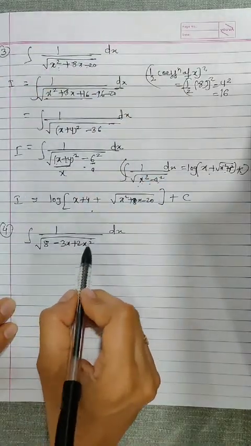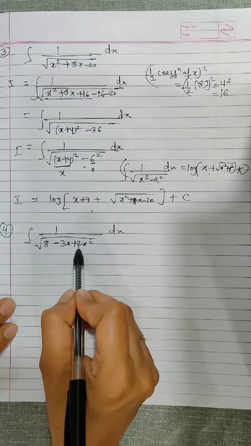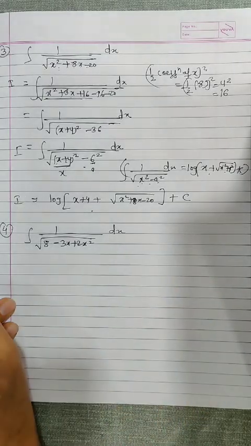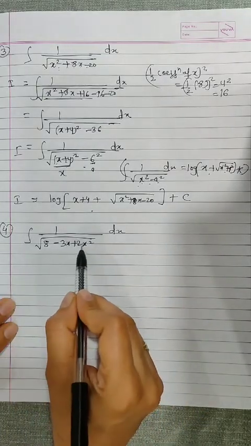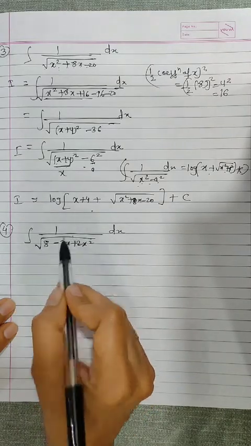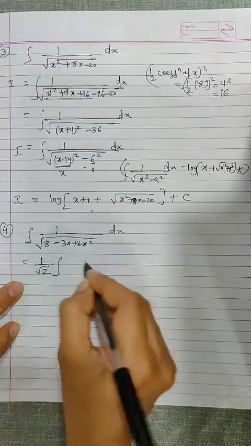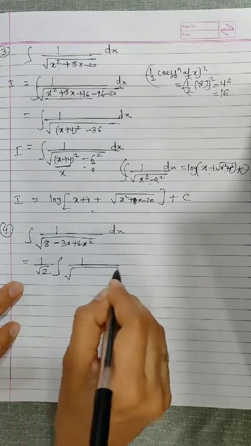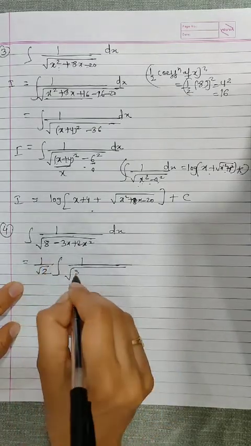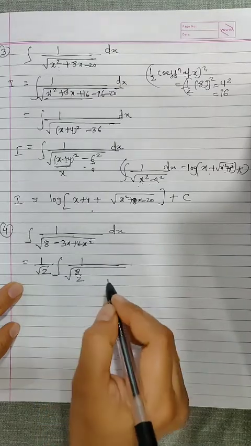Now here in this example, what is the coefficient of x square? It is 2. So we have to take it out of the integration. But the coefficient of x square is 2 and it is under the root term, so actually we have to take under root 2 common. Okay, 1 upon. In the under root term each term will be divided by 2.